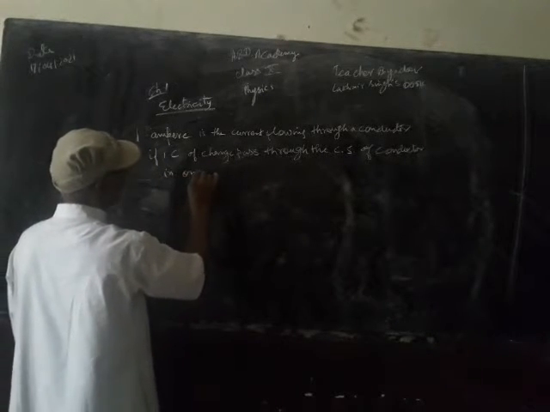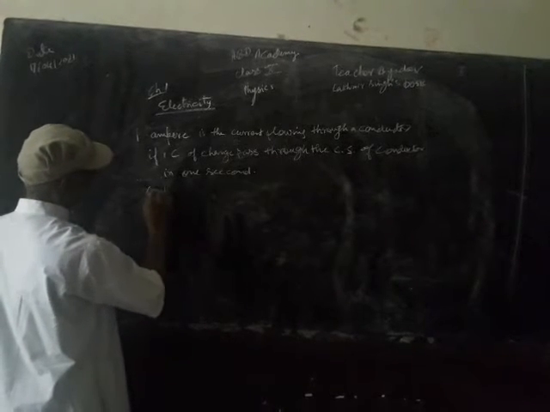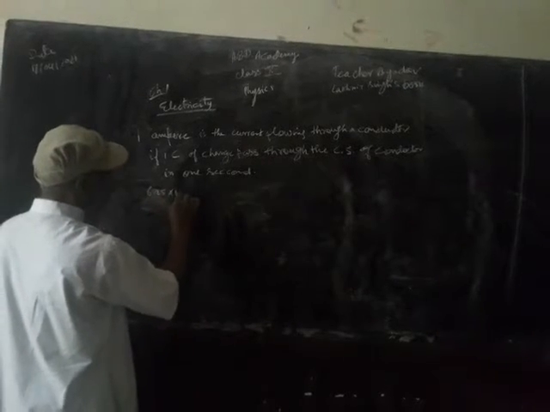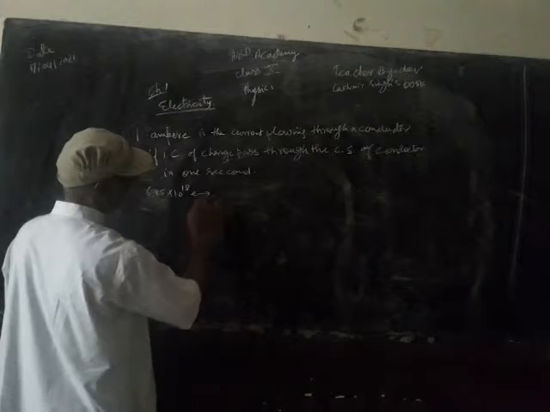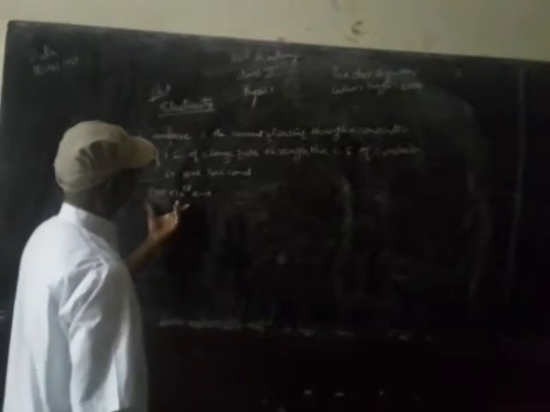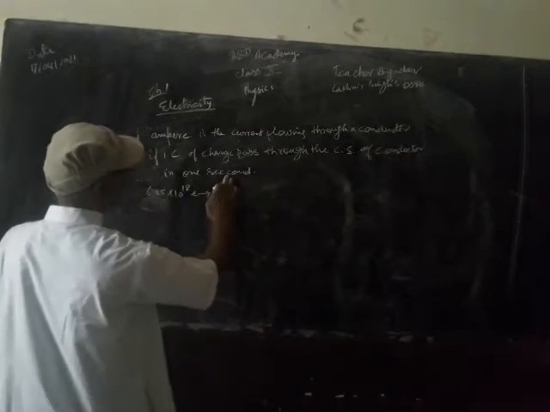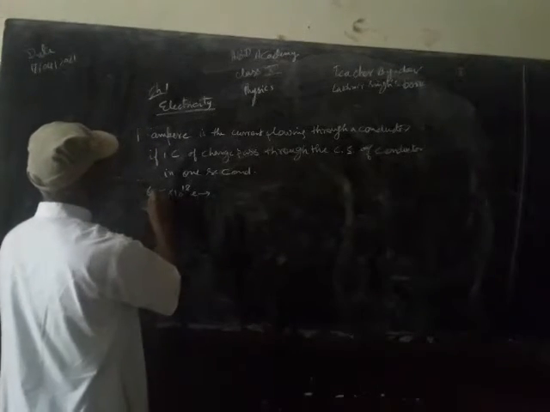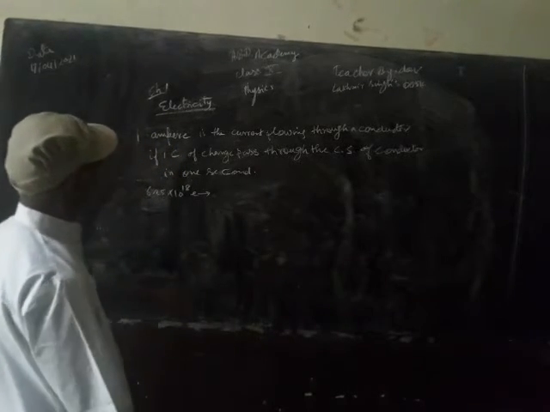In 1 second. It means if 6.25 into 10 to the power 18 electrons collectively pass through the cross section of a conductor in 1 second, then that current will be 1 ampere.